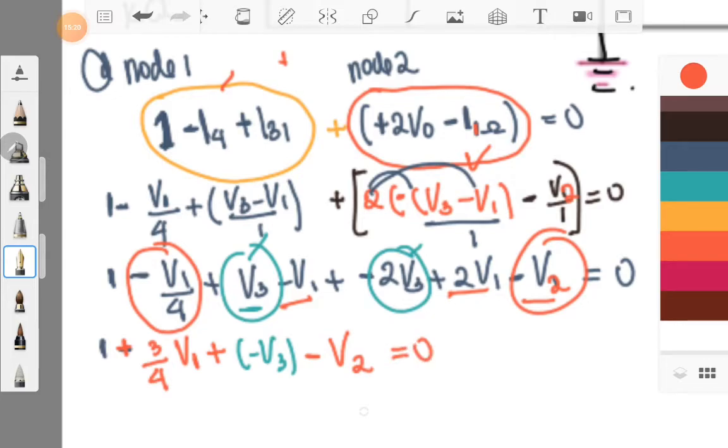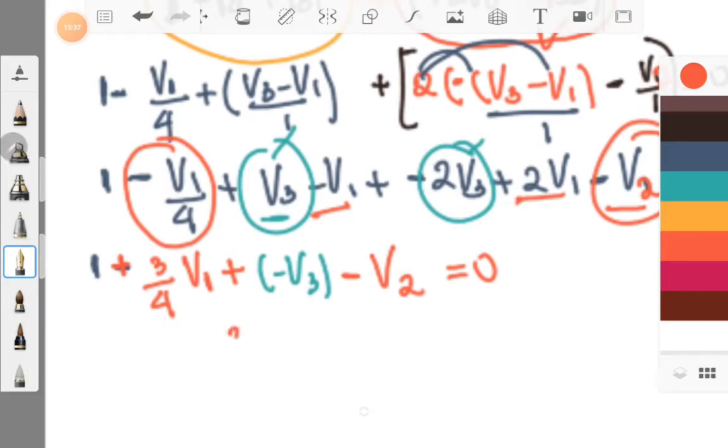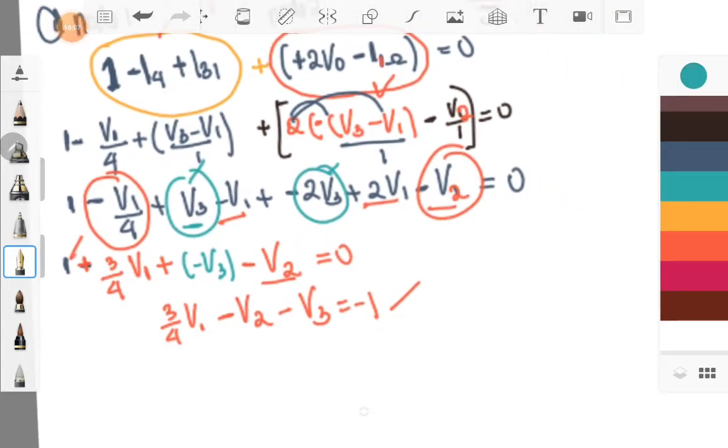In order to simplify this equation, later on you will use your calculator, wherein you will go to mode 5 2 for 991 ES users. Okay, so we have 3/4 V1 minus V2 minus V3, and transposing the 1, it becomes negative 1. So we have an equation equal to negative 1.